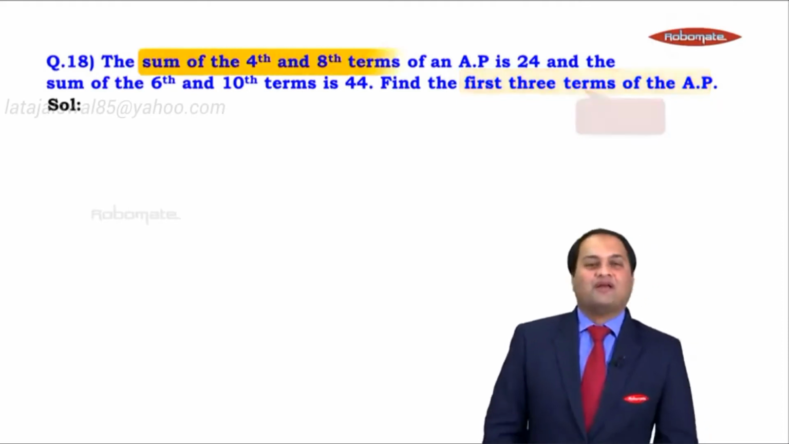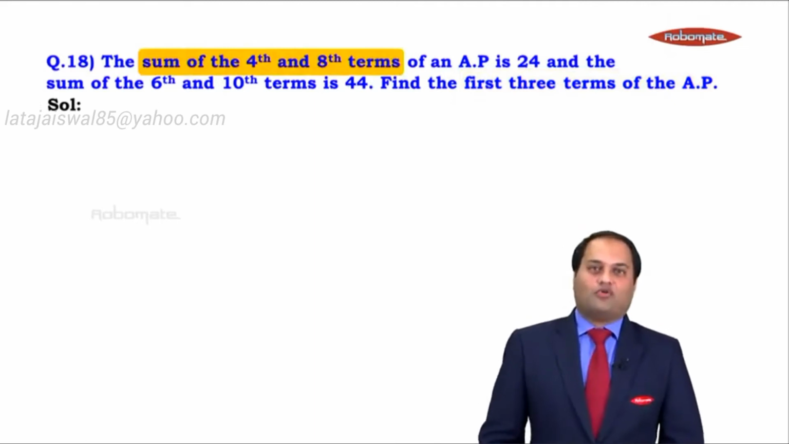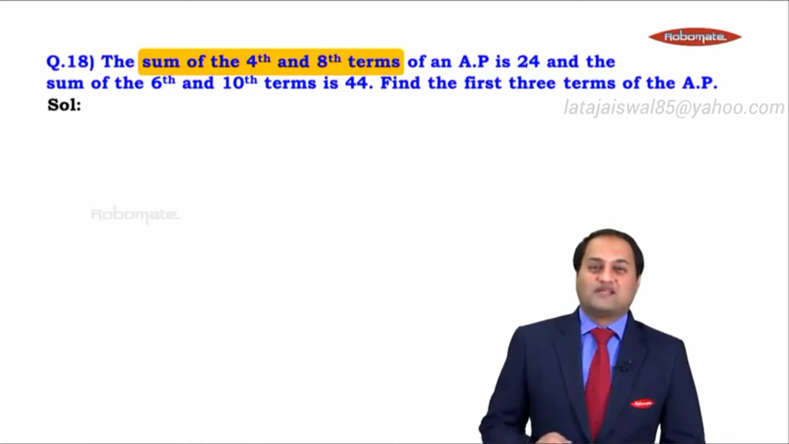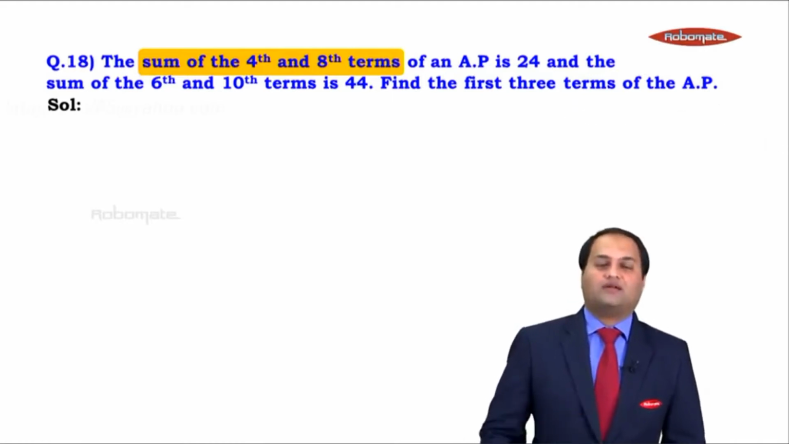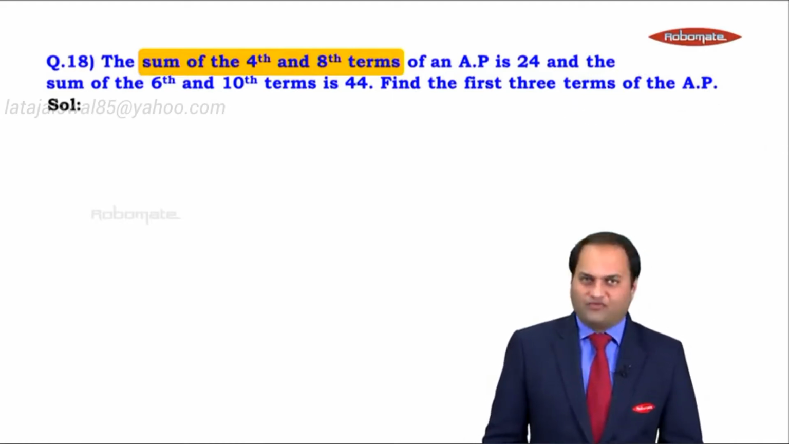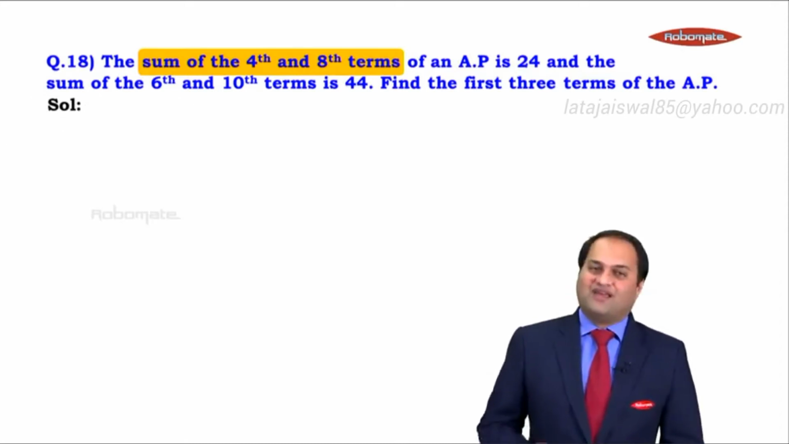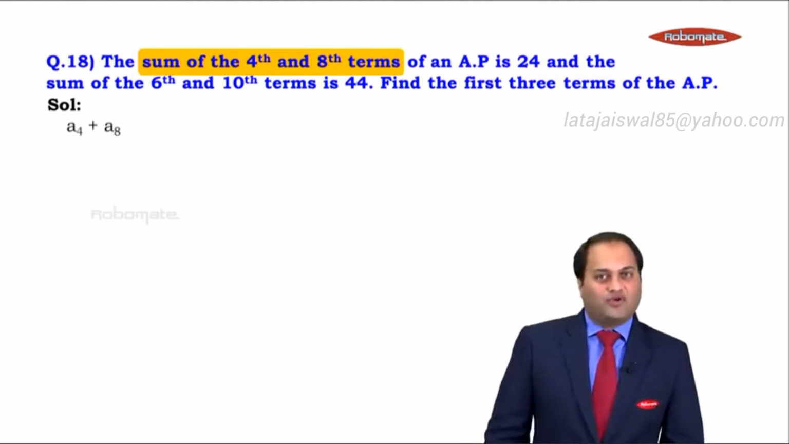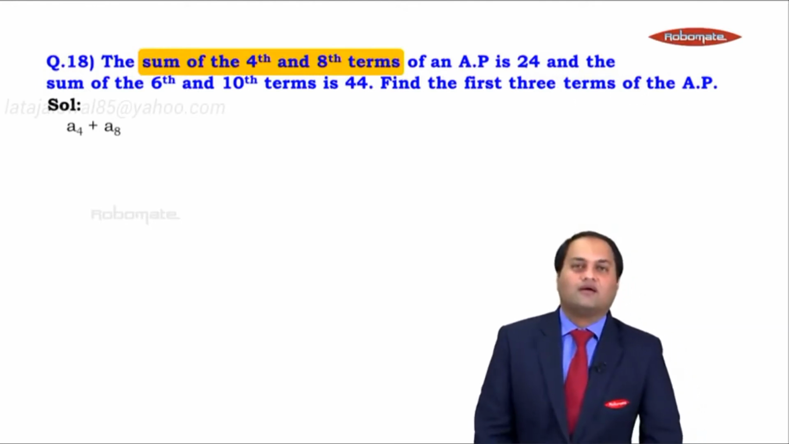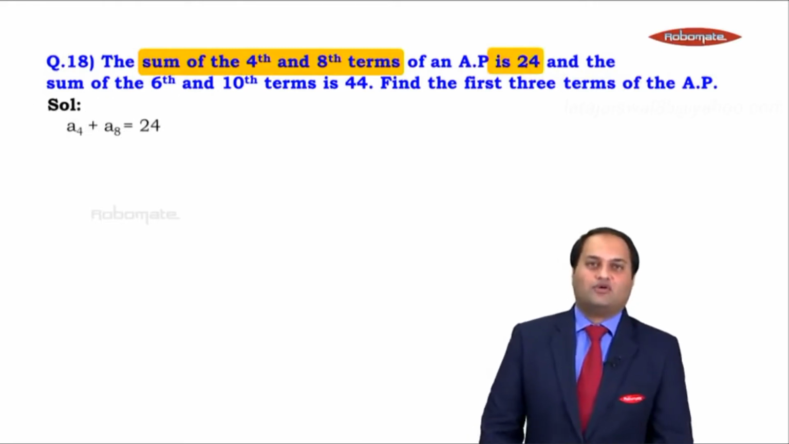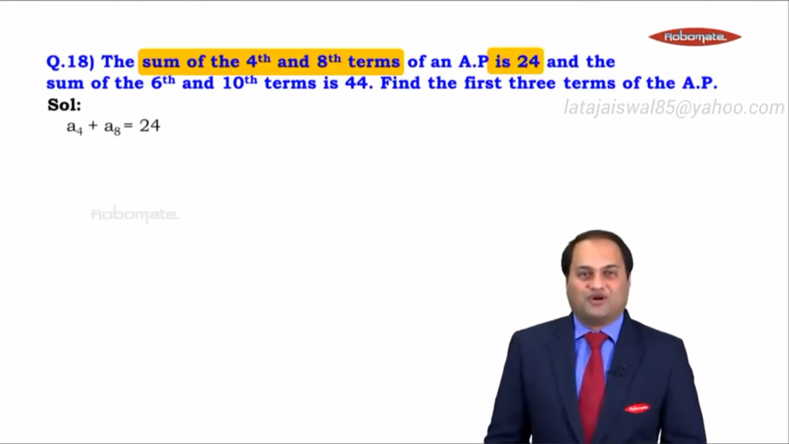Let's do it. The condition is the sum of the 4th term and the 8th term. What is the 4th term? A4. 8th term? A8. So sum will be A4 plus A8. So A4 plus A8 is equal to 24. That's the first condition given to us.